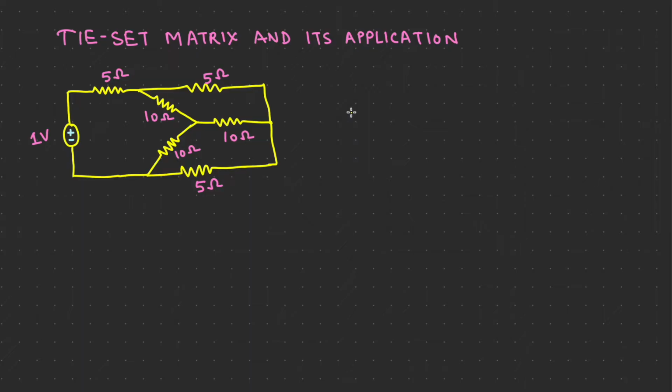In this video, I am going to explain the tie-set matrix and its application. For this, I have taken a simple network in which we have a 1 volt source and a few resistors. So first of all, we will try to find out what will be the tie-set matrix. For that, we need to convert this into a graph.